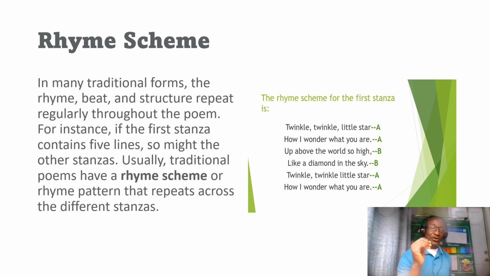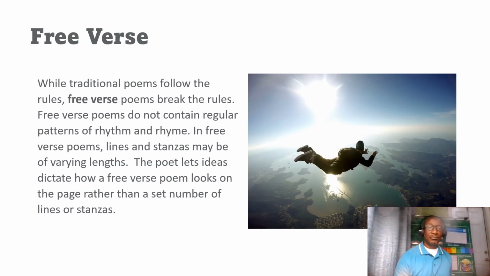So the way they designate it, you'll see that the first 2 lines rhyme. So A for the first line, A for the second line, and then B for the third line, and B for the fourth line, because they rhyme with each other. And then because the pattern repeats, you get A again. Just an example of rhyme scheme.